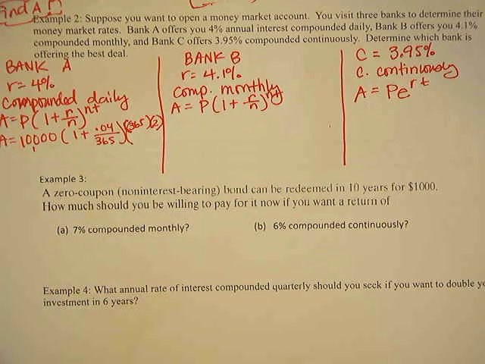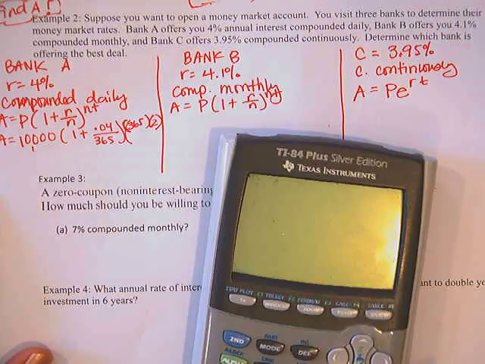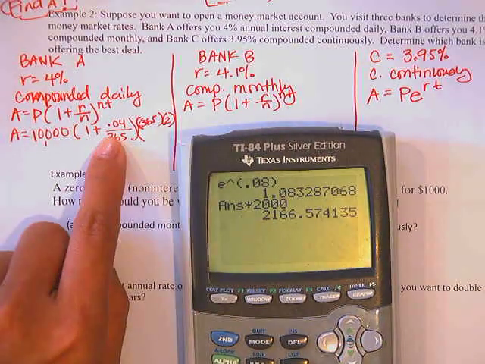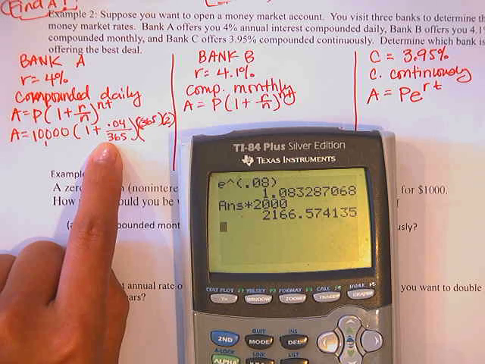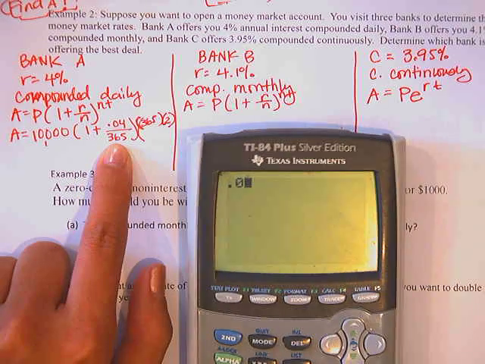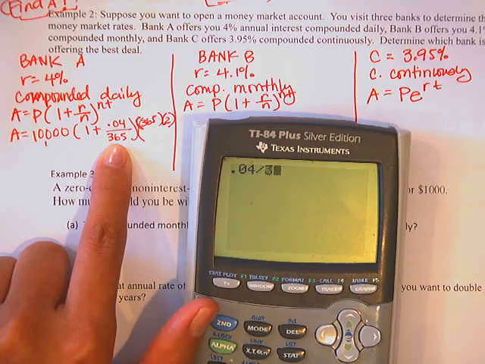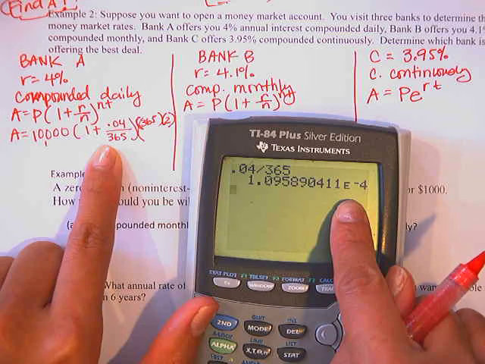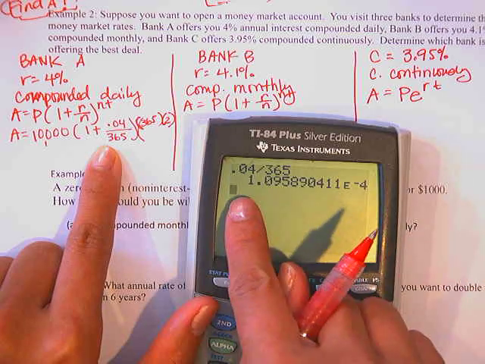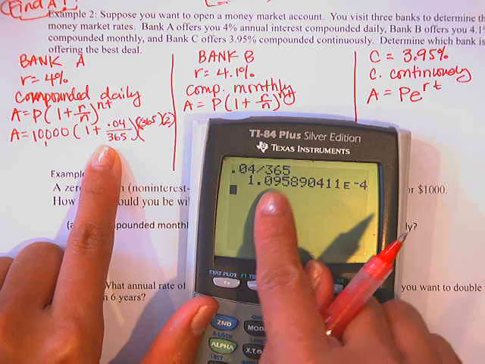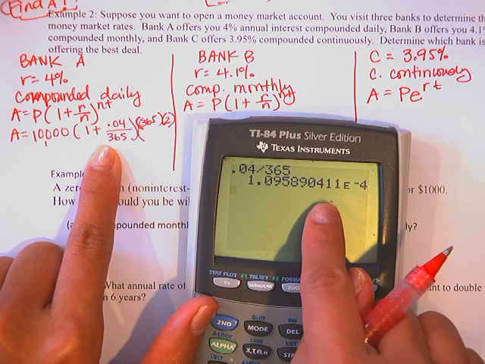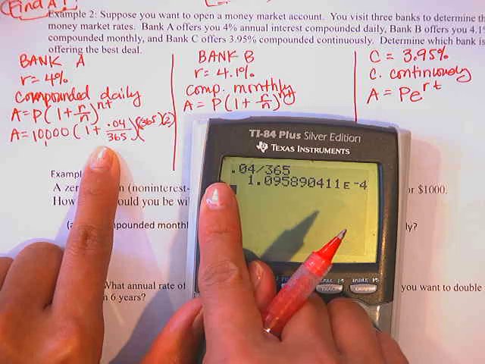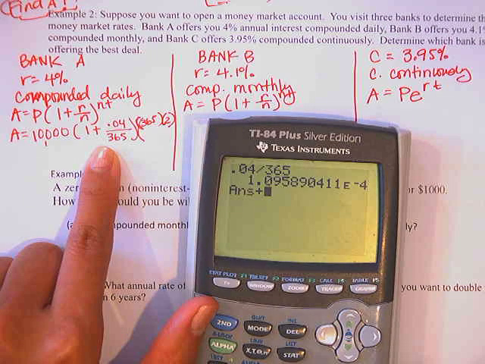So we are going to put it in a calculator. Again, I don't want you to round until the very end. 0.04 divided by 365, enter, which is a really tiny number. A lot of you don't know what this means. This is a scientific number, 1.095890411 times 10 to the negative 4. That means I'm moving 4 decimal places to the left, so it's very close to 0. But it's okay, I'm going to add 1 to it.